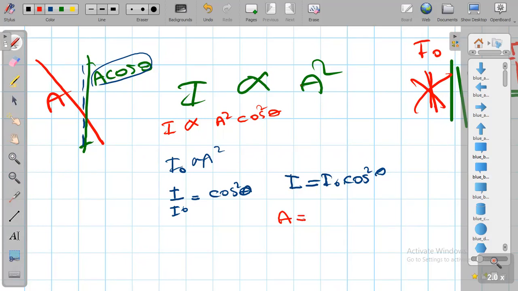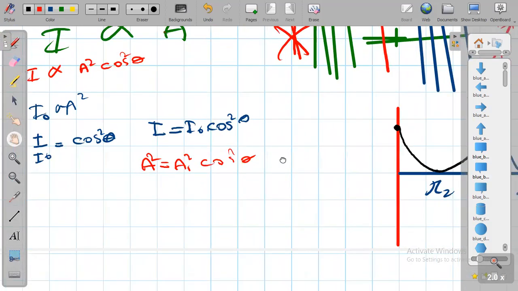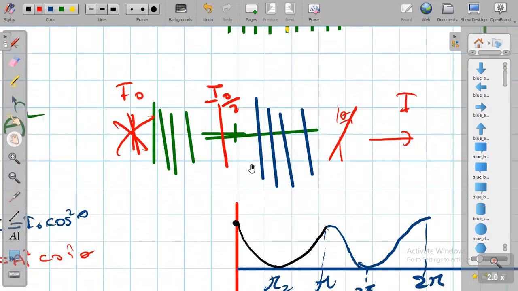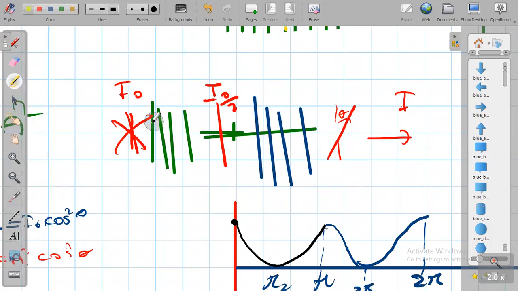In terms of A, you can get it this way: A squared equals A naught squared cos squared theta, right? This one is also available for you. Now have a look: when you pass the light through one of these polarizers, always the outcome is I naught over 2, regardless of any angle turned, because you always get I naught over 2.